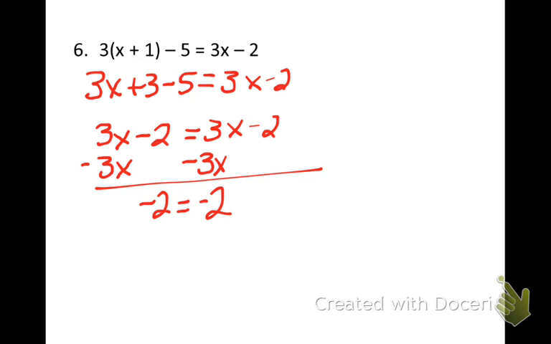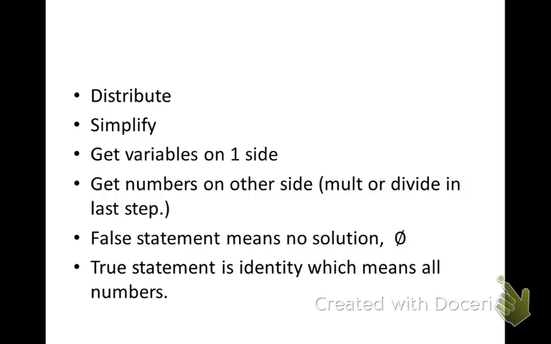So again, my variable disappeared, but this time I get a true sentence. And when you get a true sentence, that means all numbers work for this. Any number you want to choose is going to be a solution to this problem. So two situations when the variable disappears. You kind of need to remember what one's what. Then this is kind of a summary of things we need to do here.